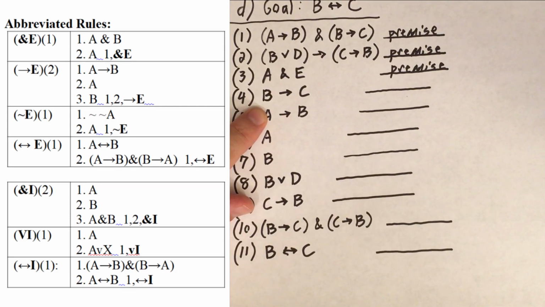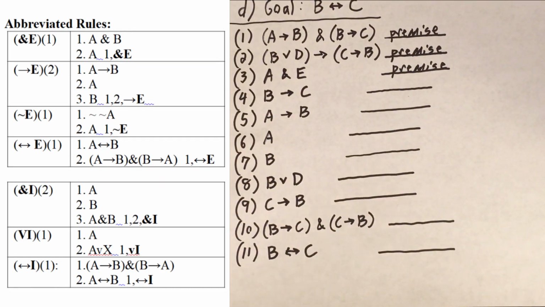So line 4 says B conditional C. I look for it. I see it right there. B conditional C is in line 1, and it's on one side of an and. Well, that one's easy. I think you could do this ahead of me. Again, if you can get ahead of me, that would be great.